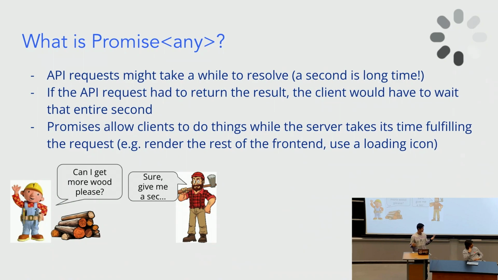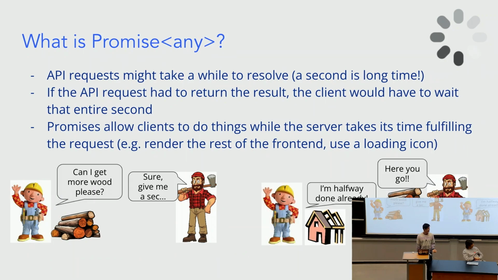Let's say Bob the Builder is trying to build a house, and he needs more wood. He asks the lumberjack, can I get more wood? And the lumberjack comes back with some wood. He had to go chop down some trees, so it took him a while. But in the meantime, Bob did not have to wait the entire time, just sitting there doing nothing, right? The promise allows the lumberjack to say, okay, I'm going to work on it, rather than Bob saying, okay, I have to wait for the lumberjack while I do nothing. We'll talk more about this on Friday.